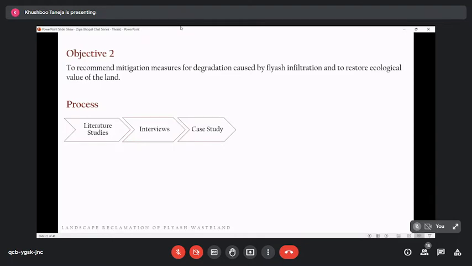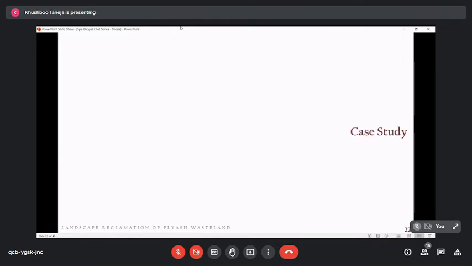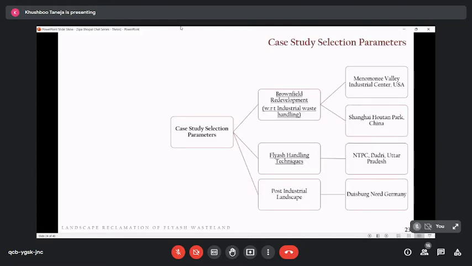So, okay, next is objective 2, which was to recommend mitigation measures for degradation caused by fly ash infiltration and to restore the ecological value of the land. So I did a few case studies, which were again brownfield sites, and looked at how they reclaimed them. I did not get a case study exactly related to fly ash, but I found whatever was close.